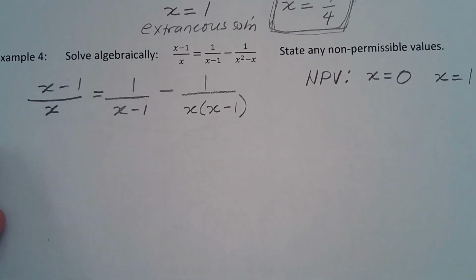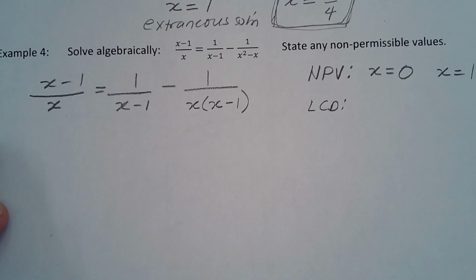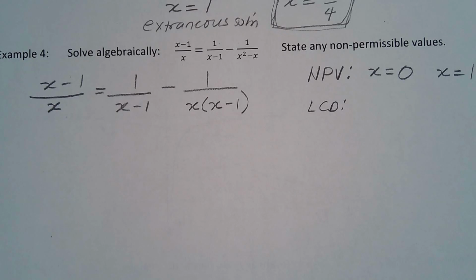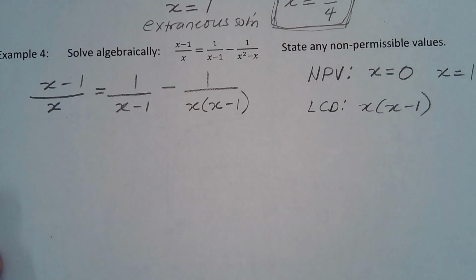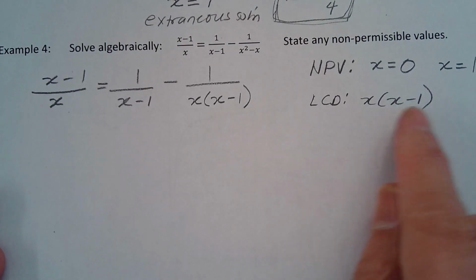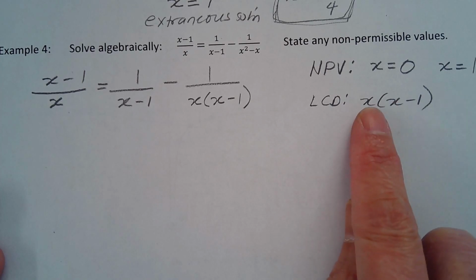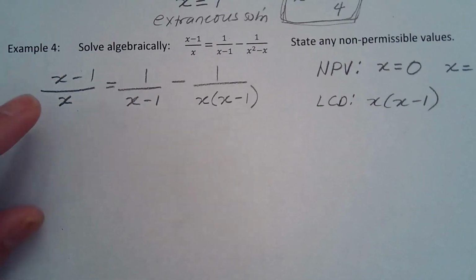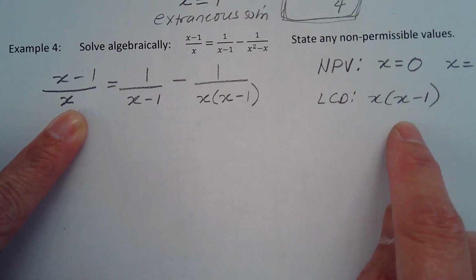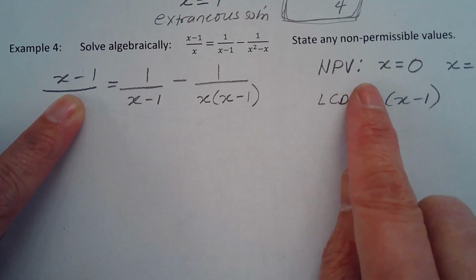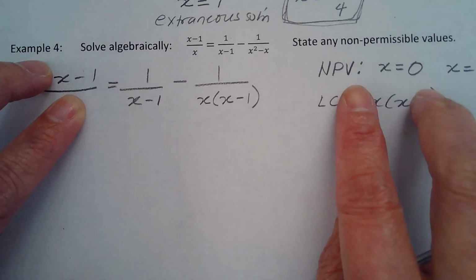Now we're going to multiply by the lowest common denominator. And what's the lowest common denominator here? Yeah, x times x minus 1. Perfect, you got it. So what we're going to do is multiply each part by the lowest common denominator. If I take this x minus 1 over x and multiply with the LCD, the x would cancel, and then we have x minus 1 times x minus 1. So let's just write that down.